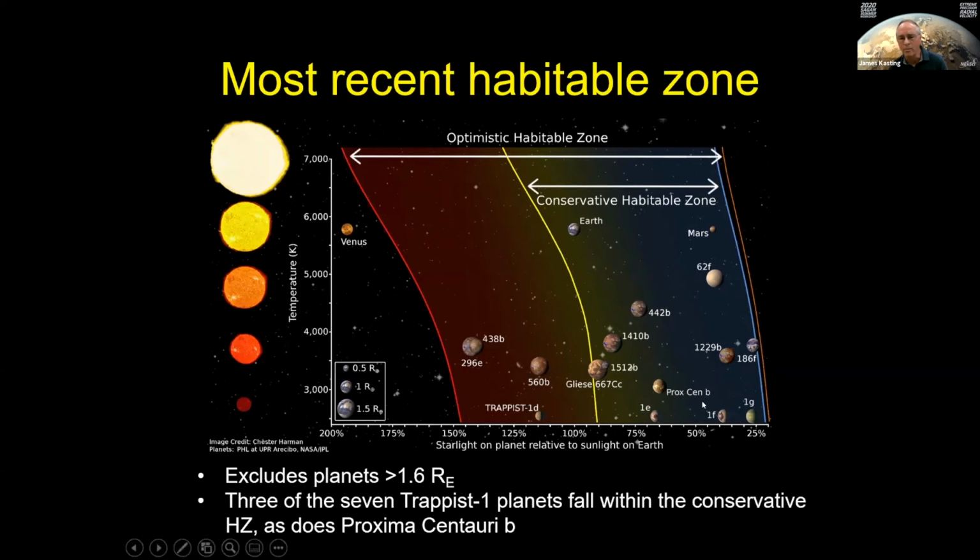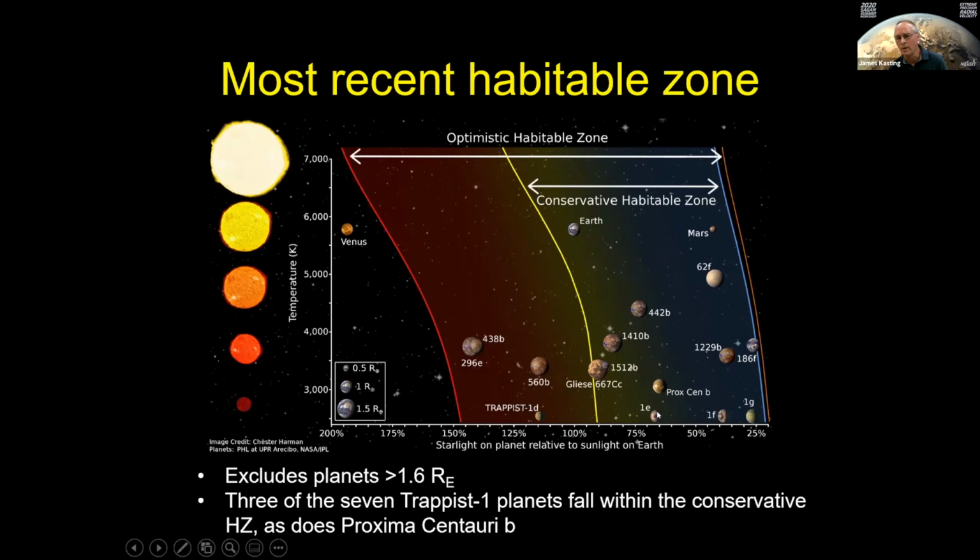So if you exclude rocky planet candidates to less than 1.6 Earth radii, this is what you get. Notice at the bottom here, 3 of the TRAPPIST-1 planets are within the conservative habitable zone, 1 is in the optimistic habitable zone, and the other planet of great interest is Proxima Centauri b, which is in the conservative habitable zone.